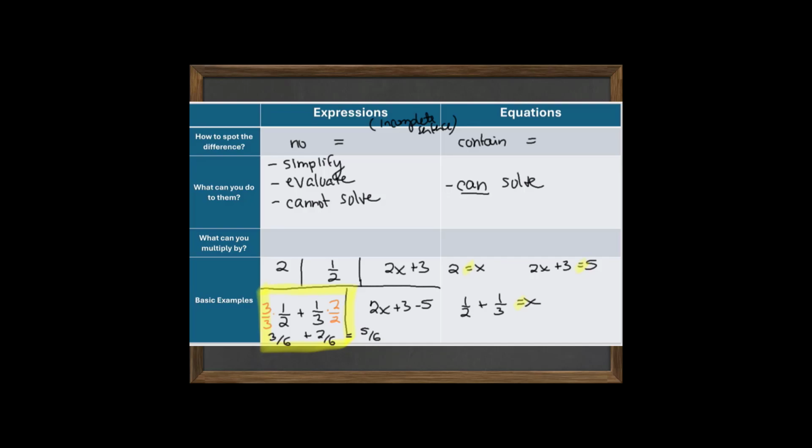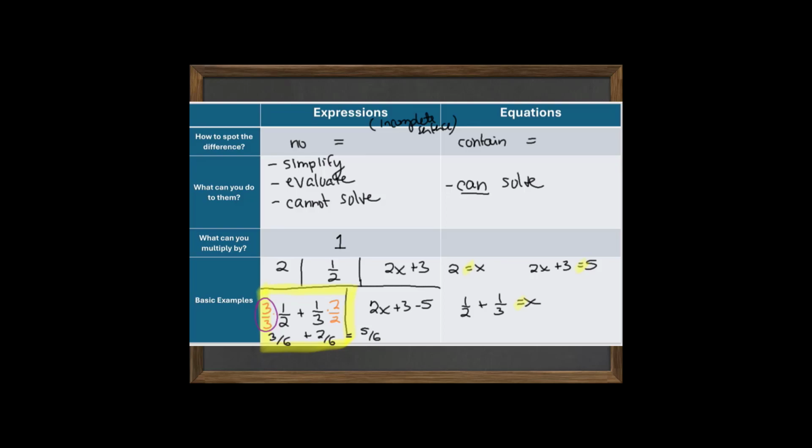So let's unpack what we just did there, and let's think about why we can do what we did. What we multiplied by is 3 over 3. But what is 3 over 3? Well, anything divided by itself is just 1. So anytime you're working with an expression, not an equation, the only thing that you can multiply by is 1. You cannot multiply by anything else.